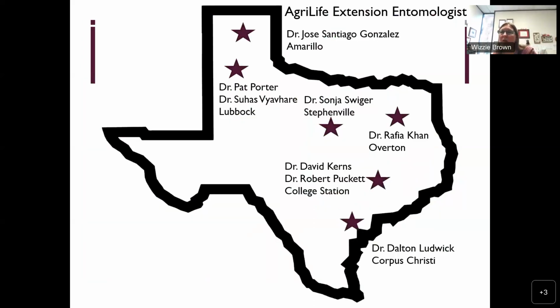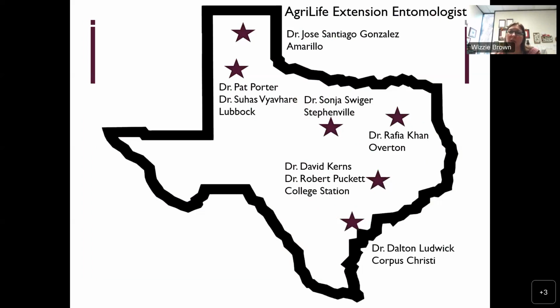So here are our entomology groups. This is our extension entomologists, and these guys are going to be specialized in different things. They are pretty much all over the state. We have Amarillo, Lubbock, Stephenville, Overton, College Station, and Corpus Christi.